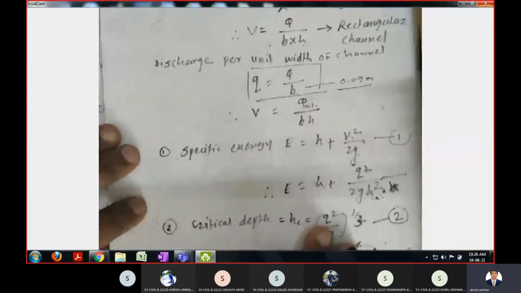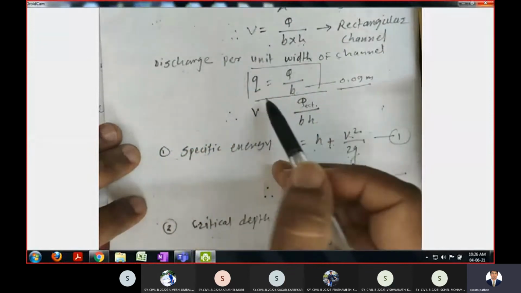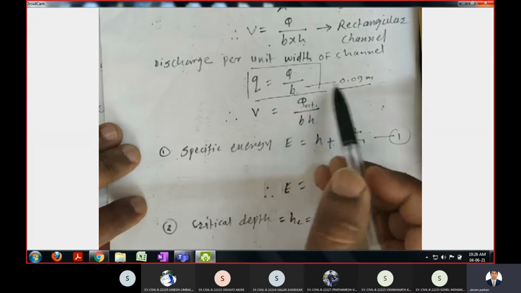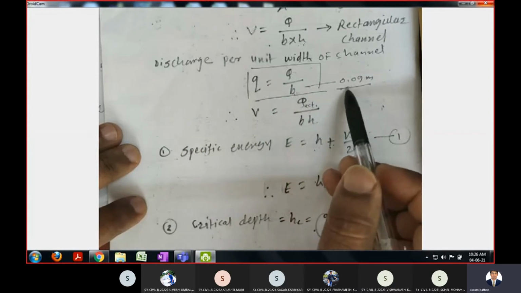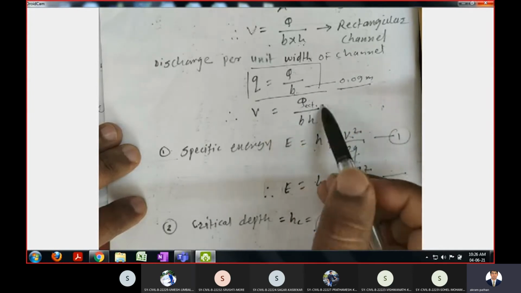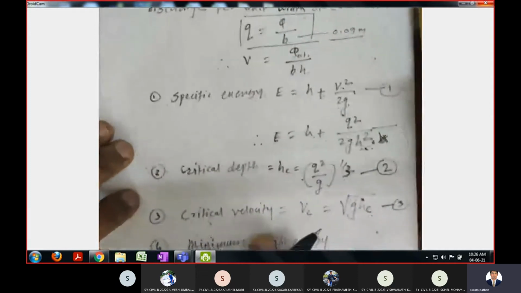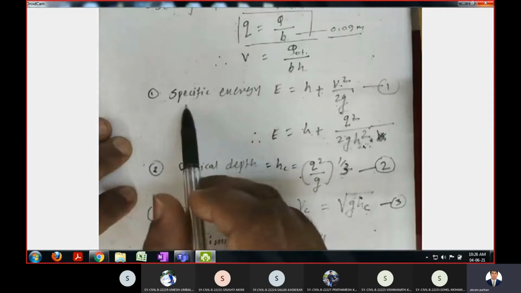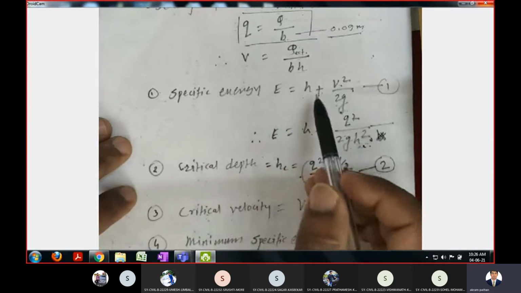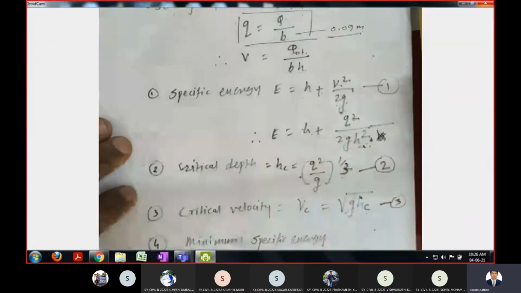Now the other thing, here we have to calculate discharge per unit width of the channel. So small q is equal to capital Q divided by B. And in our laboratory setup the width of the channel is 0.09 meter. So velocity will be Q actual divided by BH. Now we have to calculate the first parameter, that is the specific energy. The specific energy or specific head on the upstream side is H plus V square by 2G.